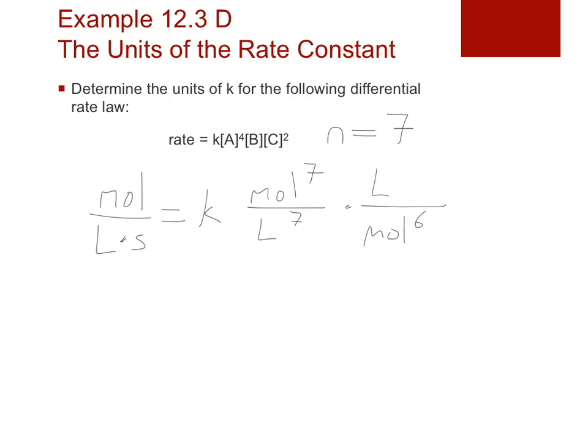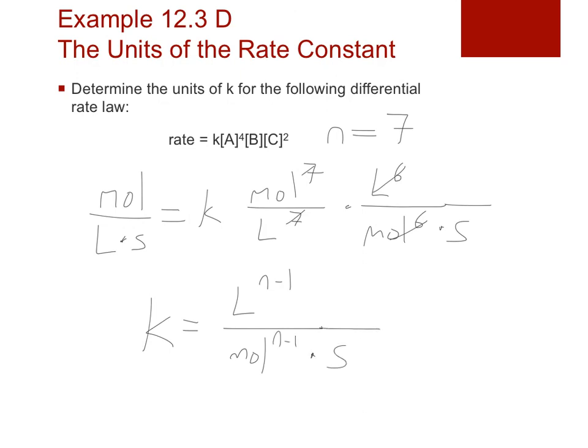So I need liters to the 6th, moles to the 6th, and that'll cancel out all of that, and the 7th will cancel out those 6, and I'm left with moles per liter. And then K is also going to need seconds in there. So now I'm left with moles per liter per second. So the generic construct for K, the units of K, if you know the overall order, it's going to be liters to the order minus 1, because we need to cancel out all but one of them, moles to the order minus 1 per second.